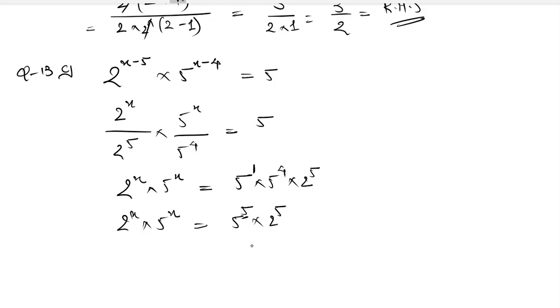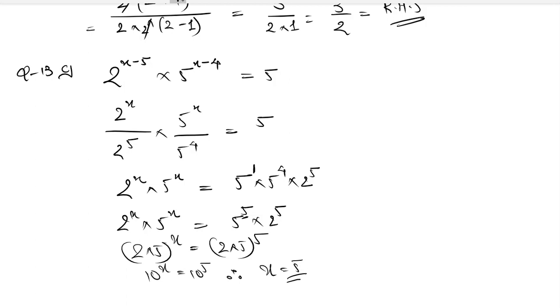Now simply compare them. If you don't want to compare, still we have time. 2 into 5 raised to x is equal to 2 into 5 raised to 5. So 10 raised to x is equal to 10 raised to 5. And therefore, x is equal to 5. Very easy, simple way to find x. And the last and the final doubt somebody asked me just today, just for you this one.